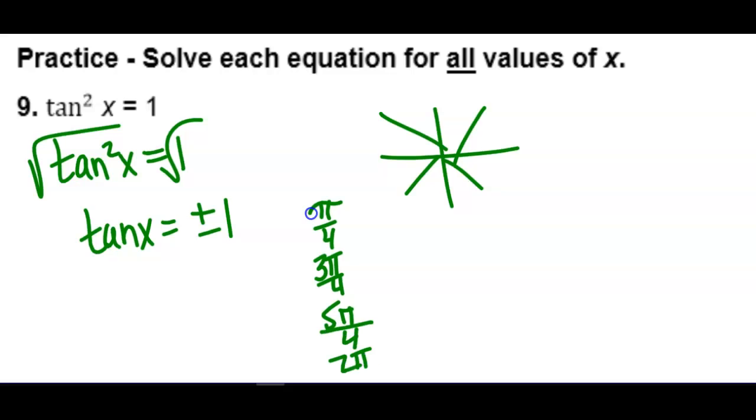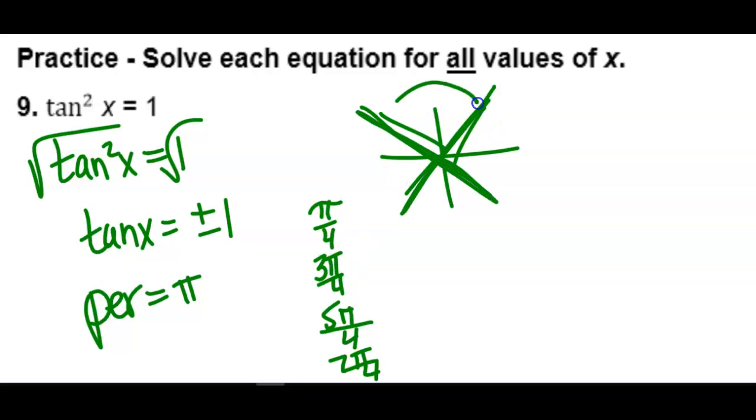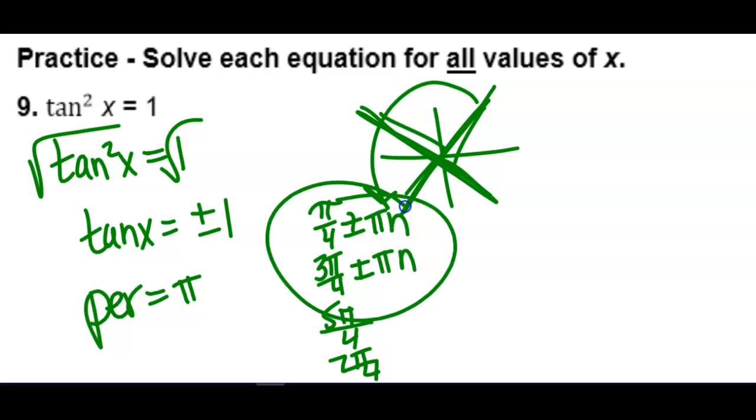7 pi over 4. Now, this is a tangent, so the tangent has a period of pi. So you really could just list a couple of them and then say, and straight across at pi units later. Okay? So you could say plus or minus pi n and plus or minus pi n and be done by just listing a couple, or you could list all of them. I'm not going to be picky.